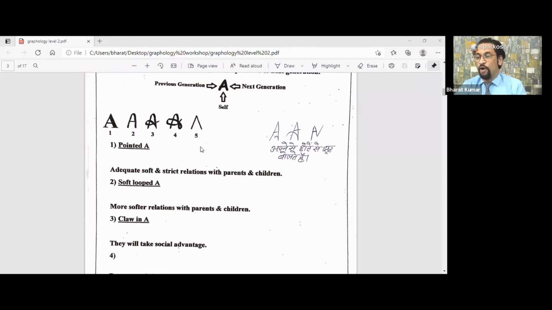Now, fourth one. Can you check fourth one and the third one? There is a difference in the fourth one and third one. What is the difference in the fourth one and third one? In case of fourth one, you can check one point. In case of fourth one, there is no hook in the side of right hand side. Got my point? So in case of fourth one, there is no hook in right hand side.